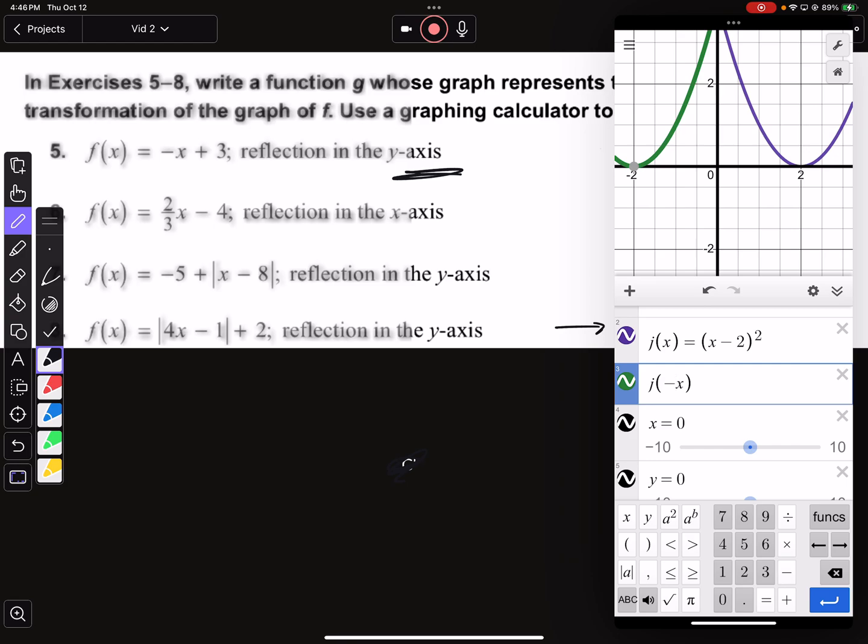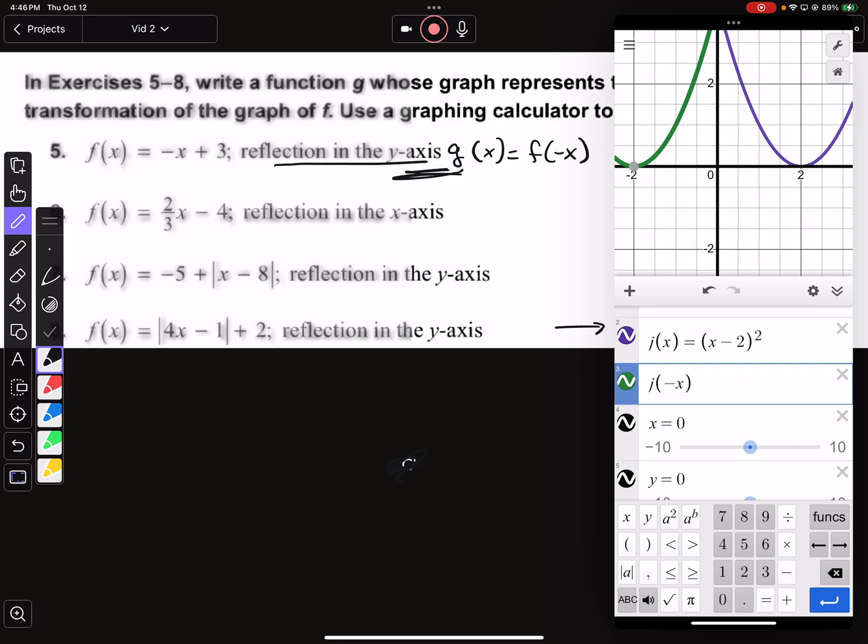When they say flip over the y-axis, we put a negative x in place of an x. That's it. So I can even write that right here. I already know how to do this problem. I want to reflect over the y-axis. So I go g of x is f of negative x. That's my notation that tells me how to write my new function.